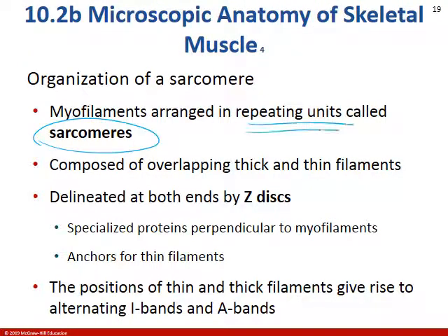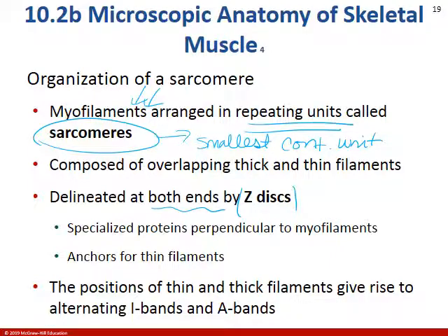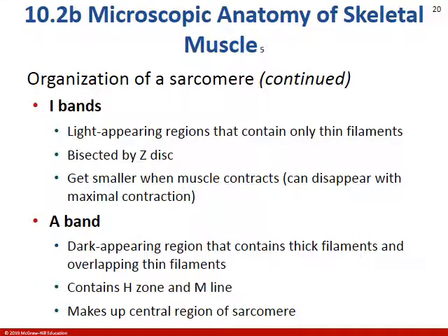Sarcomeres are repeating units of a myofilament. Some people think of them as the smallest contractile unit. This is where contraction starts, and then it spreads across the entire muscle. On both ends, we have something called a Z disc. It's an anchor. We organize the sarcomere, and these aren't as important to me. So the I band, the A band, the H zone, the M line, if you want to review these next couple of slides, you can. I really want to jump to the figure and talk just about the sarcomere.